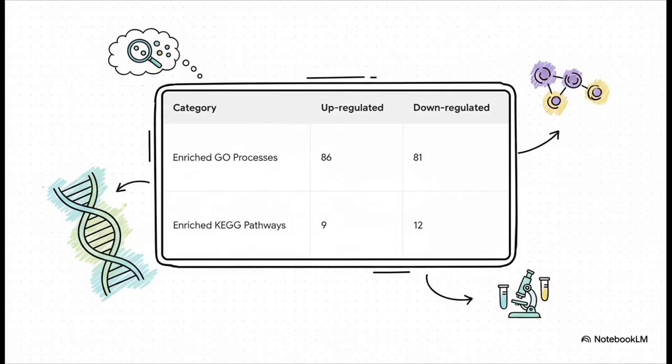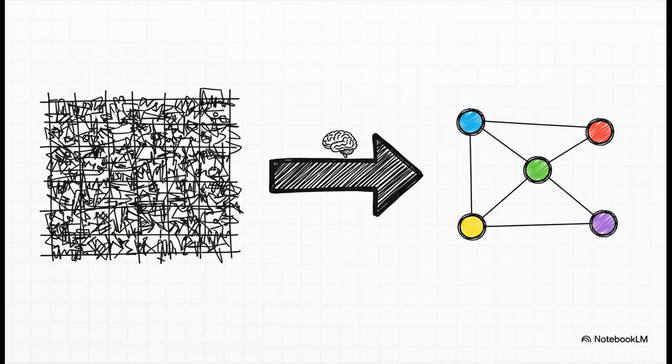But here's the next challenge. Even after running the analysis, you get a table that looks something like this. It tells you, okay, 86 biological processes were enriched here and 9 pathways there. I mean, that's a ton of information, but it's not a clear story just yet, is it? We have to transform this wall of numbers into something our brains can actually process easily. A visual map of the biological story that's unfolding.